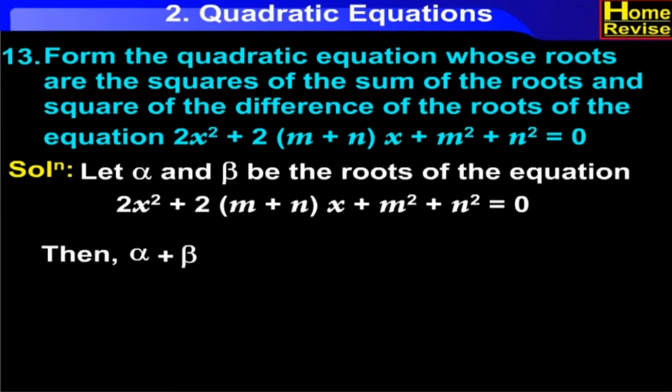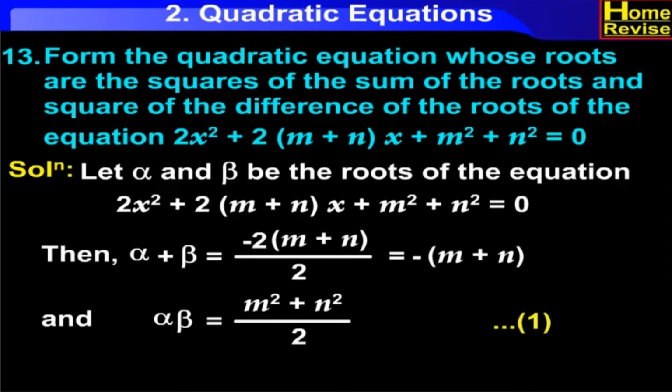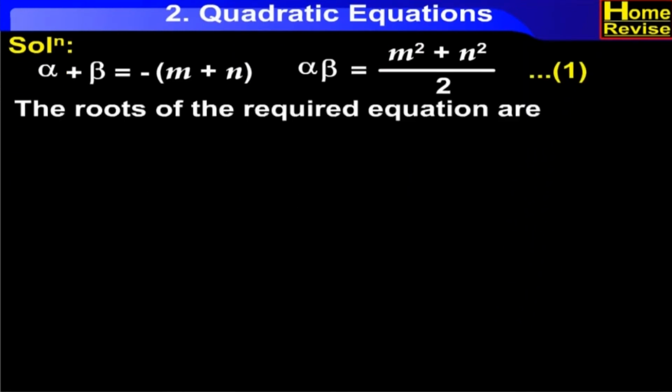Then alpha plus beta would be equal to minus 2 into (m plus n) upon 2, which would be equal to minus (m plus n), and alpha into beta would be equal to (m square plus n square) upon 2. Let's put it as 1. Now the roots of the required equation are (alpha plus beta) whole square and (alpha minus beta) whole square.